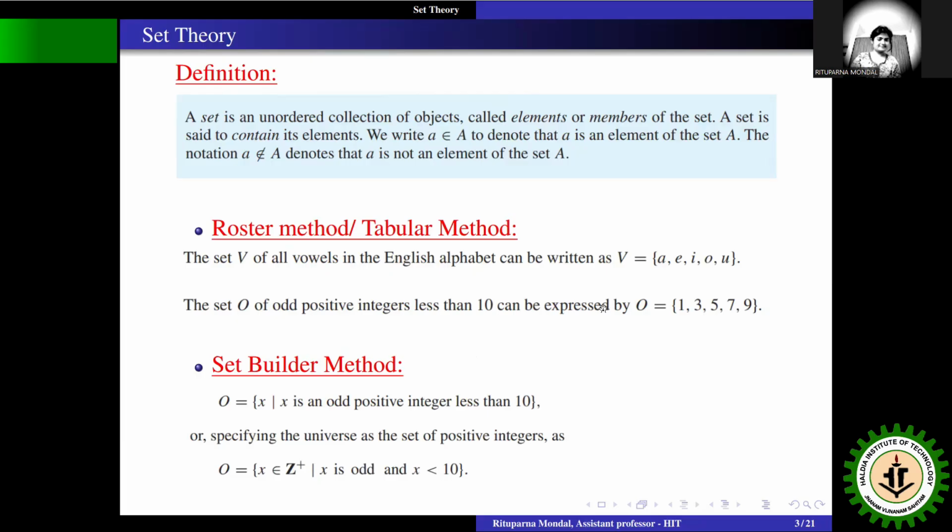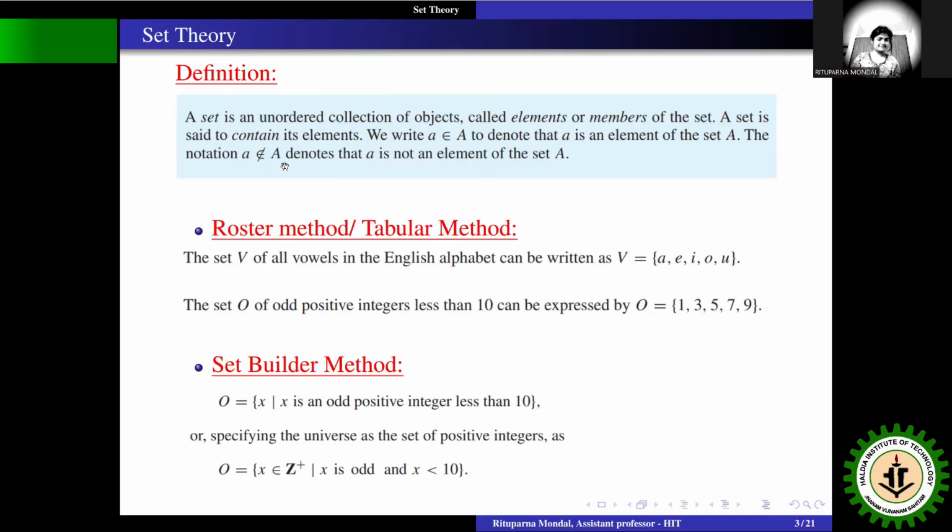Similarly, if we take the set B, which contains apple, banana, and mango, one can say that apple is an element of that set B, but orange is not an element of that set B. So, if a is an element of the set A, one says that a belongs to A, and this is the notation. And if a is not an element of the set A, that means a doesn't belong to A, and these are the notations.